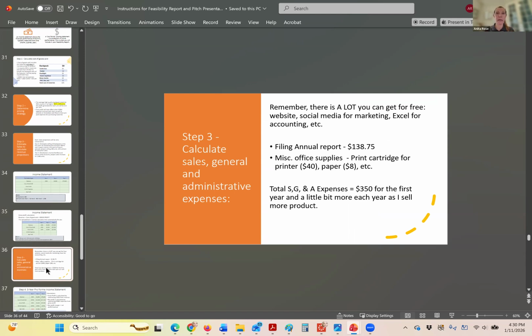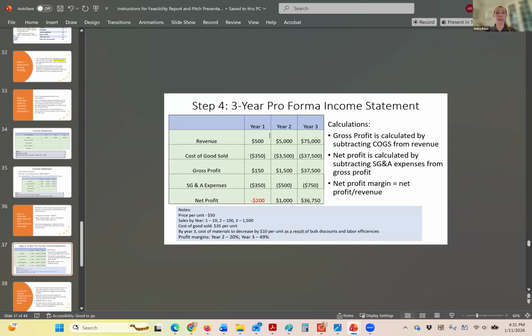Okay, so here we want to think about, I'd mentioned this already, the SG&A fixed costs, so we think about those as well. And then in this particular scenario, our pro forma for the first year, we have a negative $200. But we look at year 3, and then we have a positive.